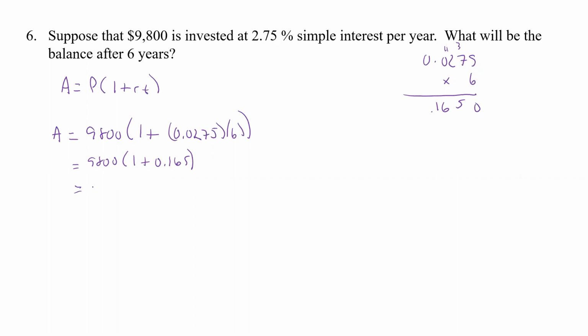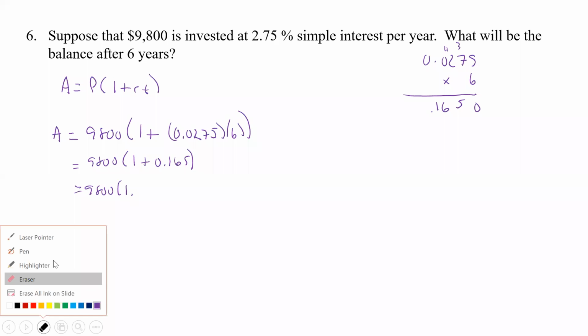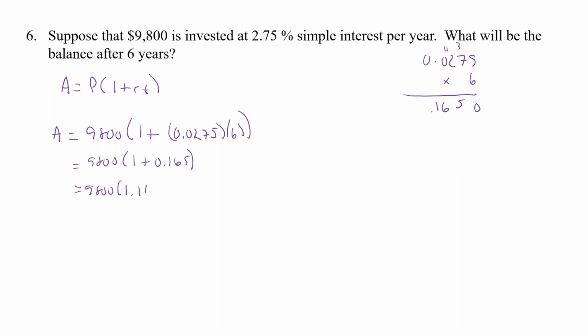Now this is going to give us 9,800 times 1.165. And now we multiply them. We take 1.165 times 9,800, so we drop down our 2 zeros. Now we have 5 times 8 is 40, that's 48, 49, 50, 51, 52. 8 and 5 is 13.